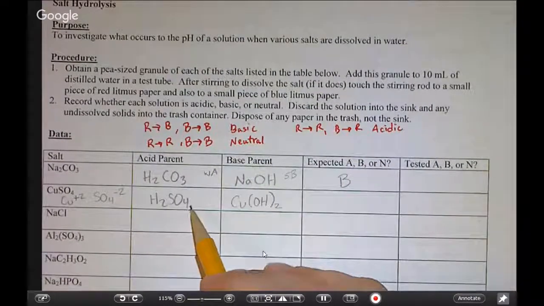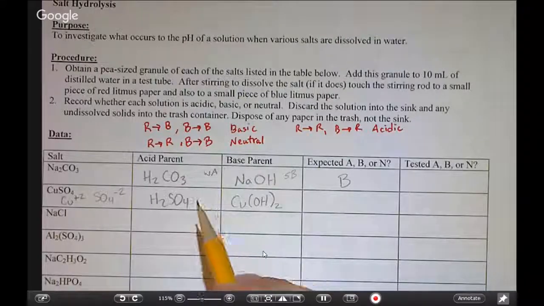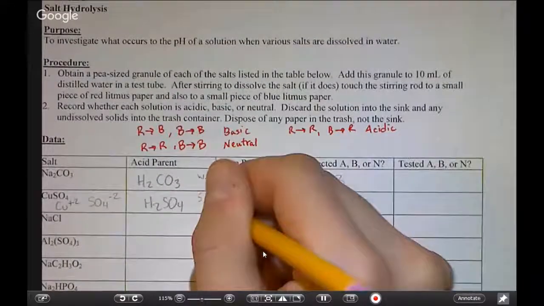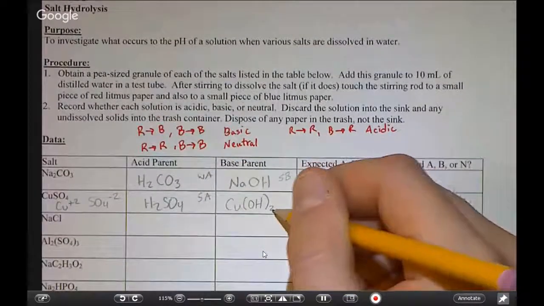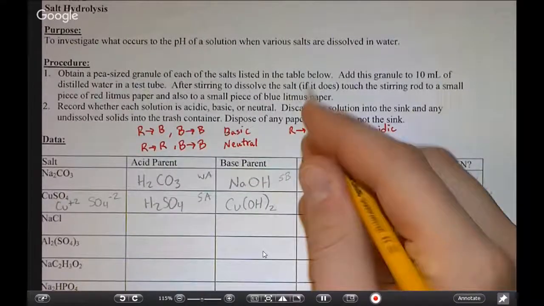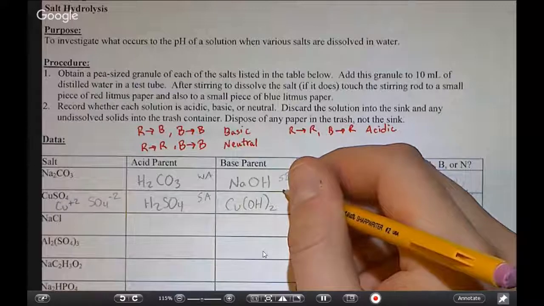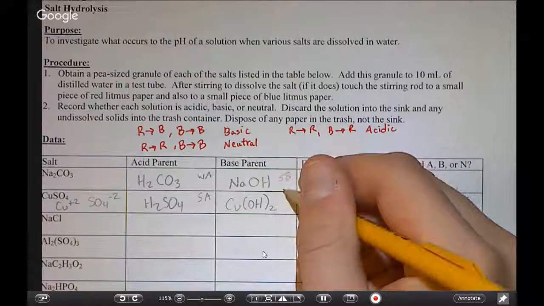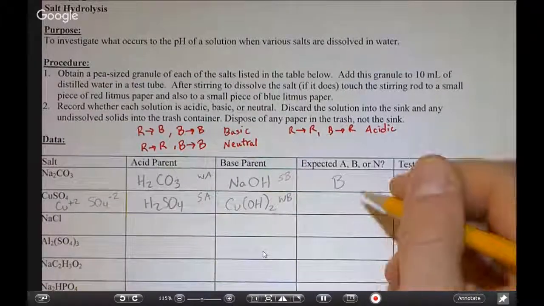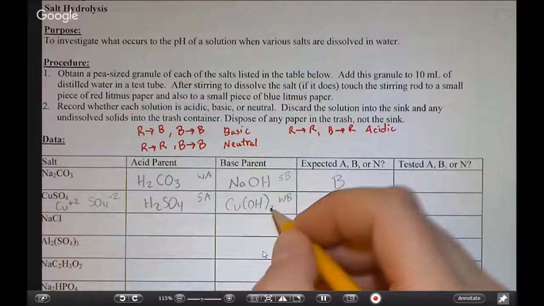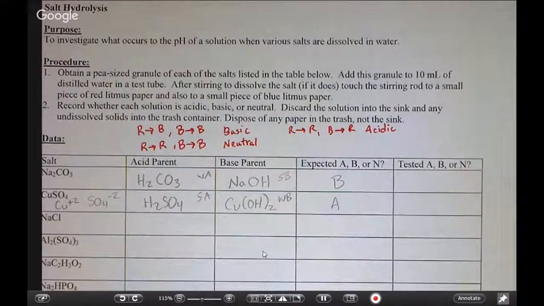Is sulfuric acid strong or weak? It is a strong acid. Copper 2 hydroxide, is it strong or weak? Try again. You should see that it's a weak base. So the acid is what's strong, so we would expect this one to be acidic.